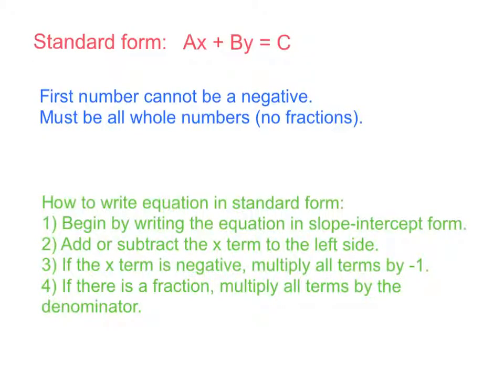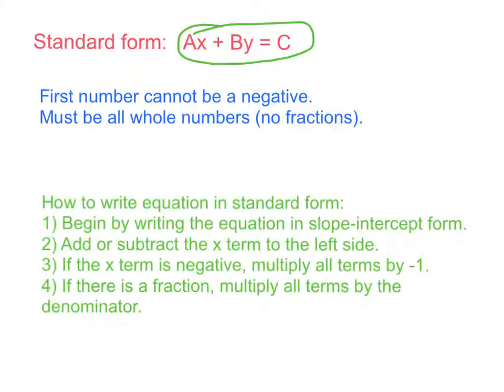Okay, the second form of an equation we're going to work with today is called standard form, and that looks like ax plus by equals c. So it's pretty similar to slope-intercept form, except the x term and the y term are both on the left-hand side. There's a couple of rules that you have with standard form that you didn't have to worry about with slope-intercept form. The first rule is that the first number, the number in front of the x, cannot be a negative number. And the second rule is that they must all be whole numbers. You can't have any fractions in standard form. So I will show you in a couple of examples how to solve those problems.